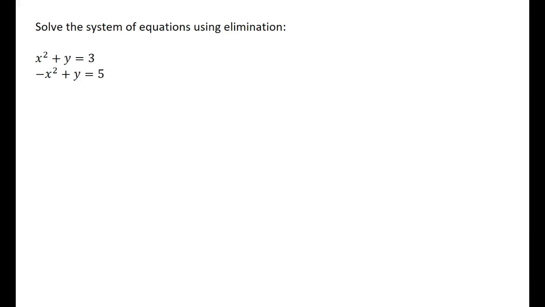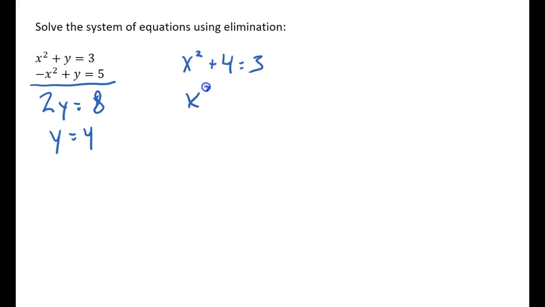Okay, let's do another example. Let's solve this system using elimination. If you'll notice, once again, if I add these equations together, the x squareds drop out, which is very nice, and I get 2y equals 8, which means that y is 4. Okay, let's plug that into the first equation. So x squared plus 4 equals 3. X squared equals negative 1. If we're trying to find real solutions, that's not going to give us any answer. So there's actually no solution to this system of equations.